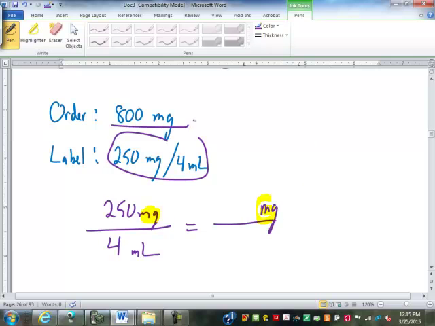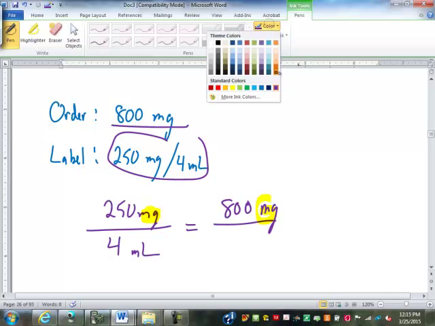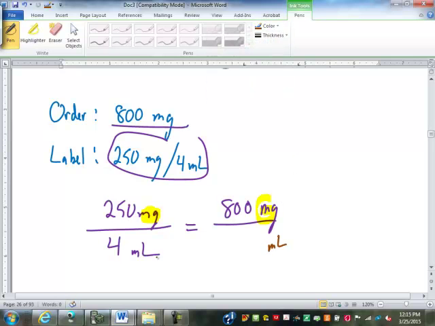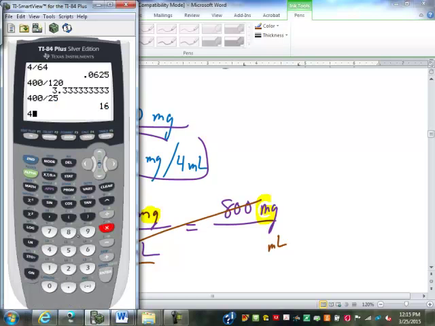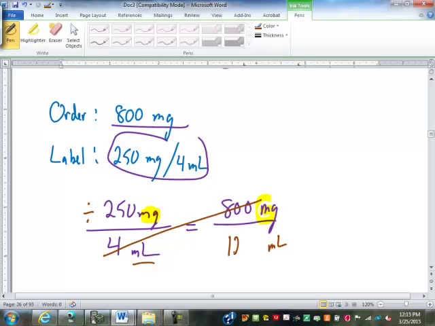The other thing we have as milligrams is the doctor's order of 800 milligrams. What we're going to get down here will be milliliters. We're going to cross multiply and divide. 4 times 800 is 3,200 divided by 250, I should say, gives us 12.8 milliliters of medication. That is what will be administered to the patient to give them the 800 milligrams.